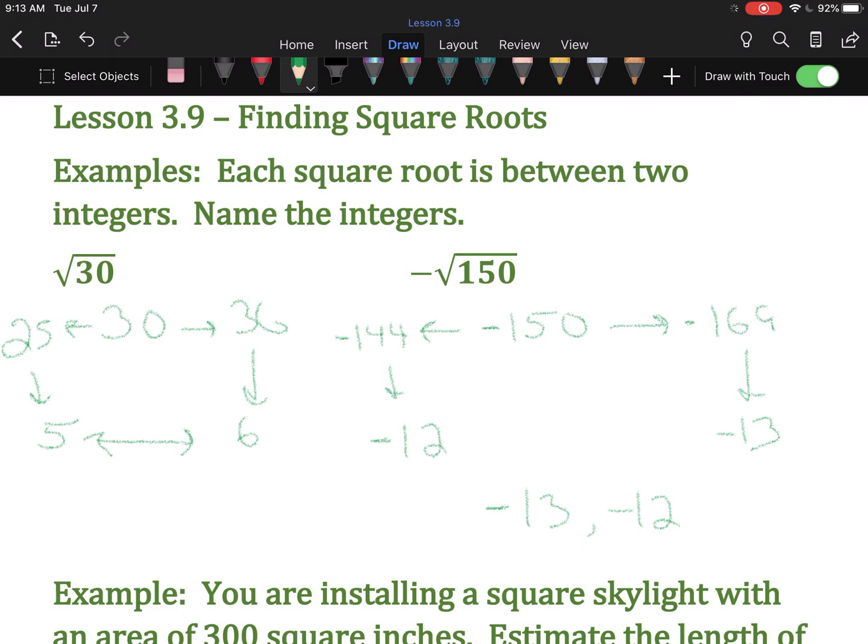greatest. So when you're asked to tell me which two numbers it's between, just simply say, okay, if I go down, what's the next perfect square? If I go up, what's the next perfect square? And then, okay, what are those perfect squares?